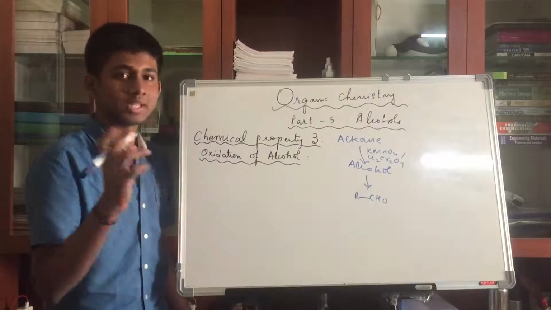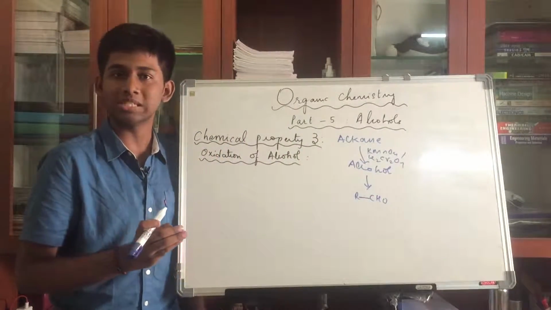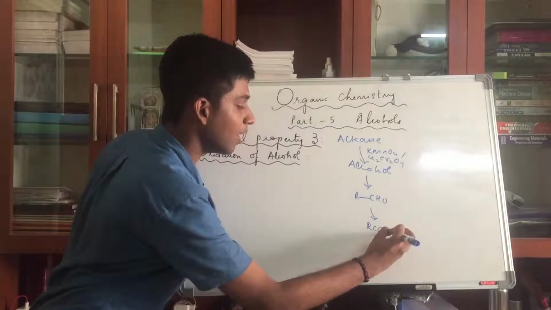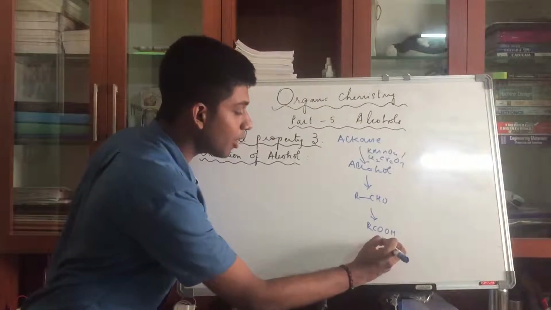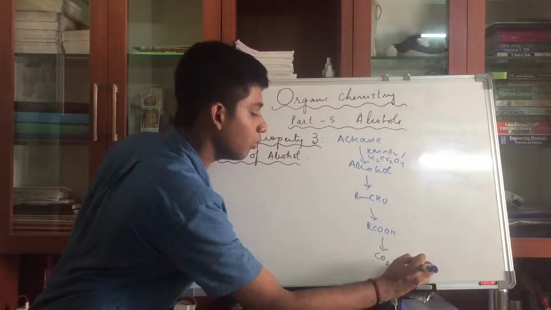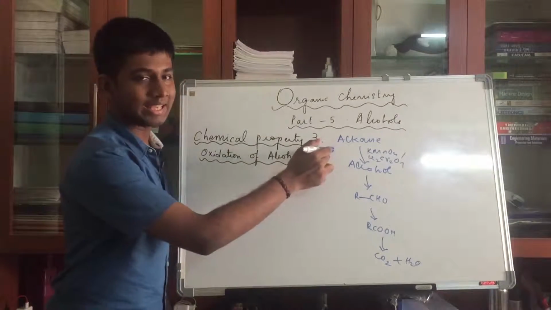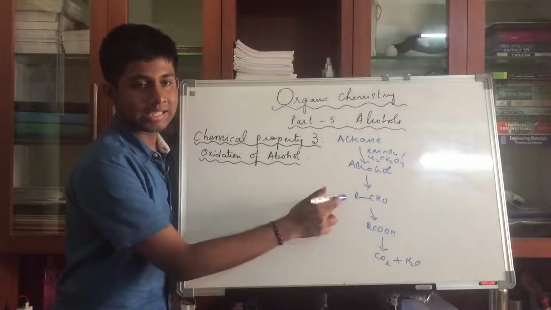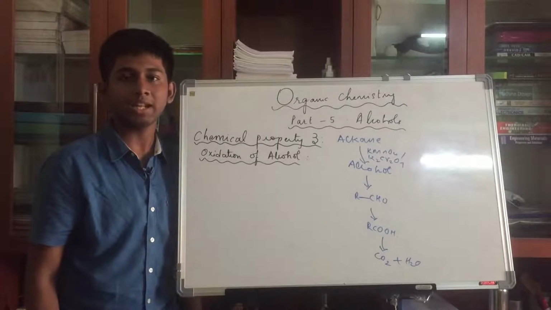The alcohol then gets oxidized to RCHO, which is an aldehyde. Again you make use of the same KMnO4 or K2Cr2O7, and after RCHO next will be RCOOH, that means a carboxylic acid. Further oxidizing the carboxylic acid will give you carbon dioxide and water. So first is the alkane, then you get alcohol, then RCHO, then RCOOH, and finally carbon dioxide and water.